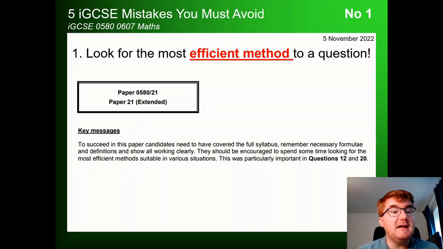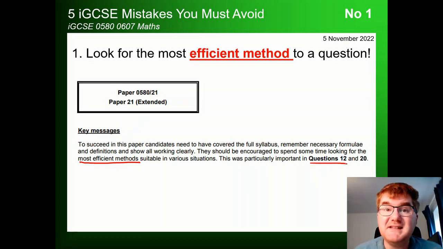And this comes directly from the paper 2-1 extended here. So if we actually look at this, it says we need to be encouraged to spend some time looking for the most efficient methods suitable in various situations. And this came up on this specific paper in questions 12 and 20. So let's look at one of these questions and see where you can find that efficiency.